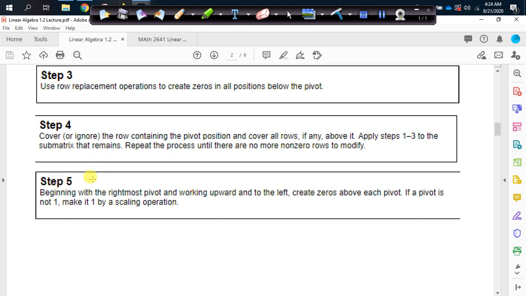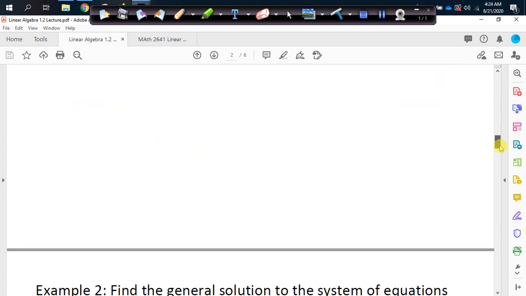Then step 5 says, beginning with the rightmost pivot and working upward to the left, create zeros above each pivot. If a pivot is not 1, make it a 1 by scaling operations. So in this step, we're getting 1s down the diagonal for the pivots, and we're getting zeros above the diagonal. And then it would be in reduced row echelon form.